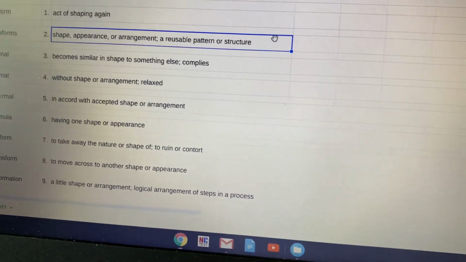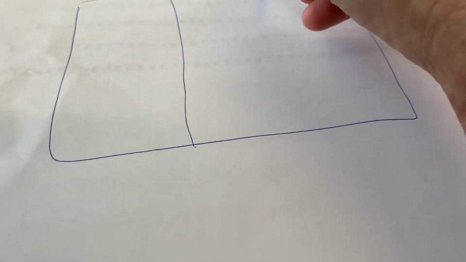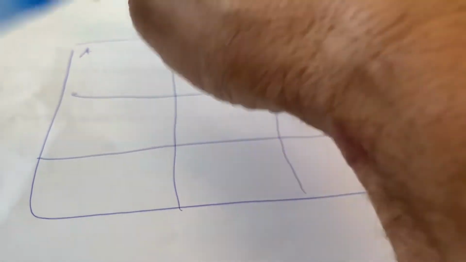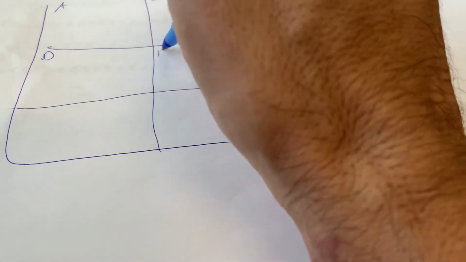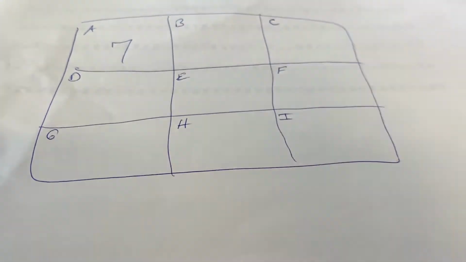But wait a second, what part of this is magic? Where's the magic square? Well, for that, you're going to have to come over here and draw a magic square, or in this case, it's probably going to be more like a magic rectangle because of my drawing abilities. And so I'm going to draw basically a tic-tac-toe board. And then I'm going to put A in the upper left-hand column, B in the middle column, C, and then on the second row, D, E in the middle, F, G, H, and I. Now, I'm going to put my 7 here.